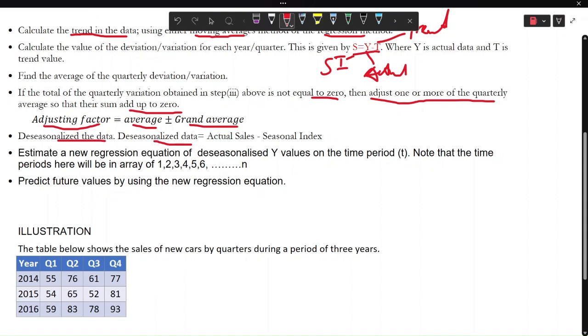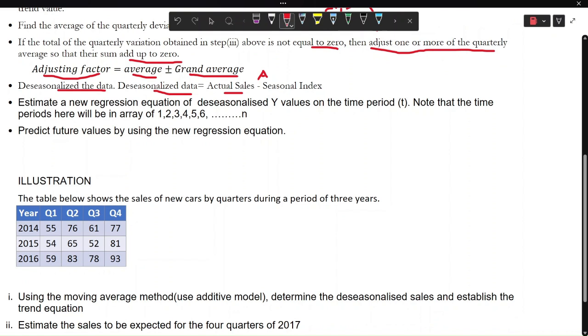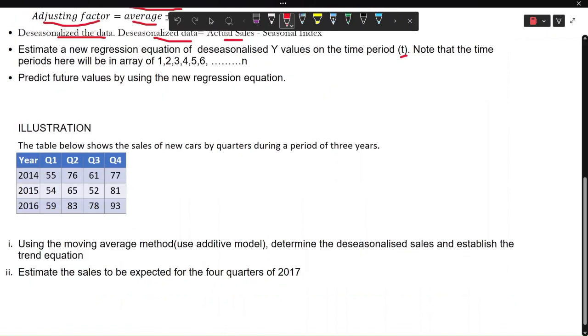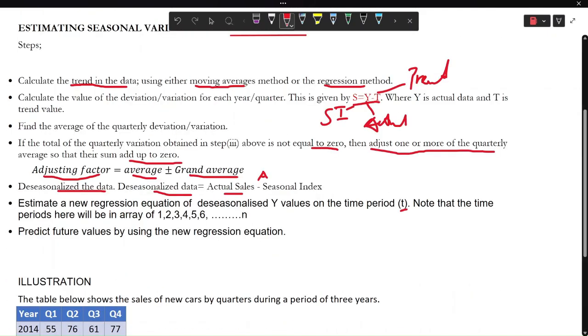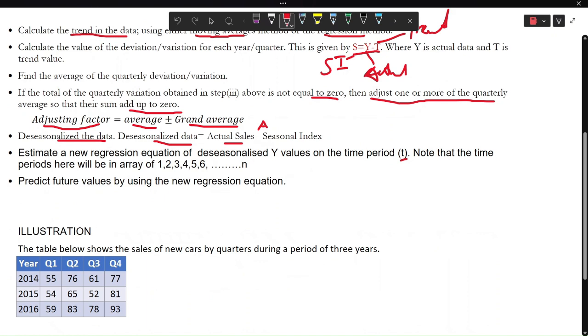How do we deseasonalize the data under the additive model? It's your actual sales minus your seasonal index. This one becomes the adjusted seasonal index. Estimate a new regression equation of the deseasonalized y values on the time period t. Note that the time period here will be in array of 1 to n, in that order, depending on the number given. Now predict future values by using the new regression equation. So based on the steps we've outlined here, now let's apply this in an illustration.